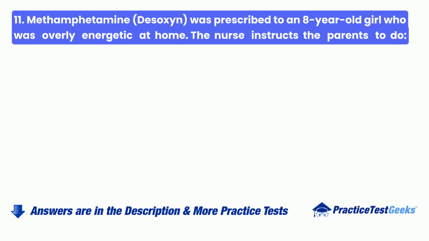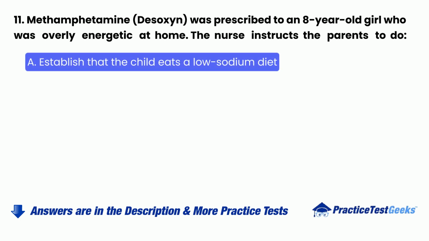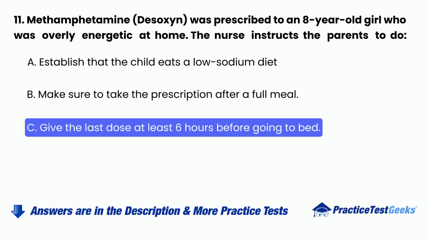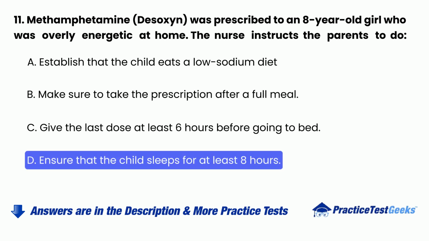11. Methamphetamine or Desoxyn was prescribed to an 8-year-old girl who was overly energetic at home. The nurse instructs the parents to do the following. A. Establish that the child eats a low-sodium diet. B. Make sure to take the prescription after a full meal. C. Give the last dose at least 6 hours before going to bed. D. Ensure that the child sleeps for at least 8 hours.